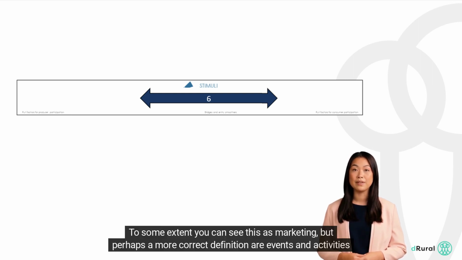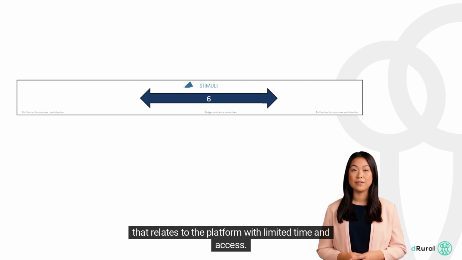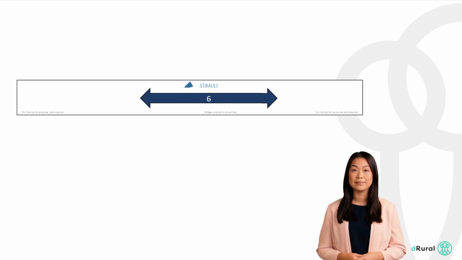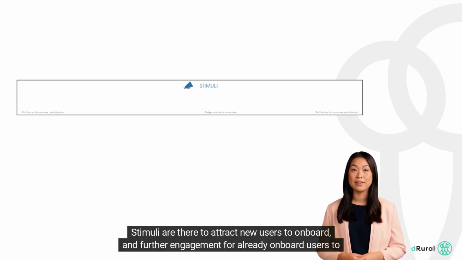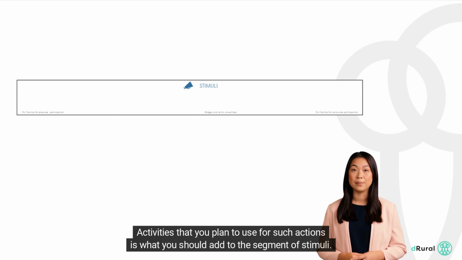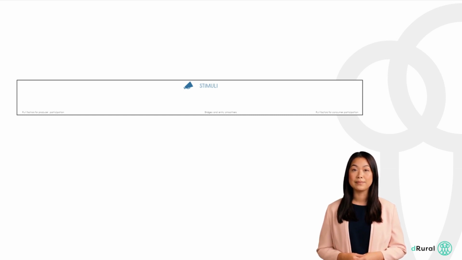To some extent you can see this as marketing, but perhaps a more correct definition is events and activities that relate to the platform with limited time and access. Stimuli are there to attract new users to onboard, and further engagement for already onboard users to happen. Activities that you plan to use for such actions is what you should add to the segment of stimuli.